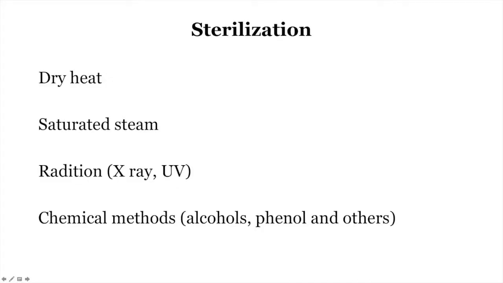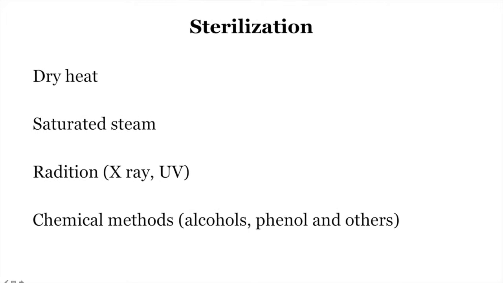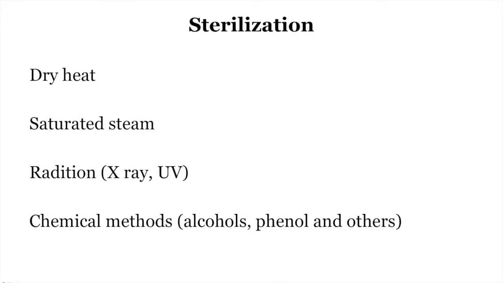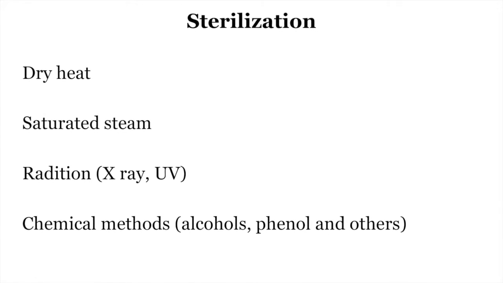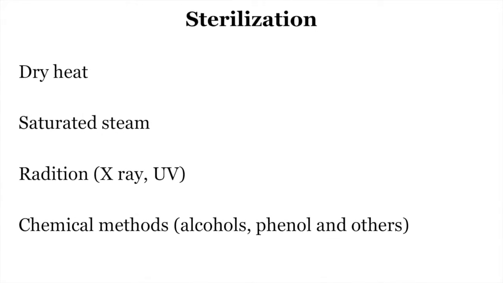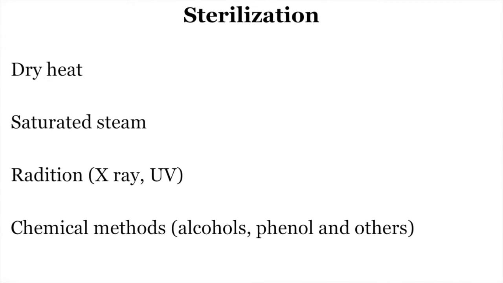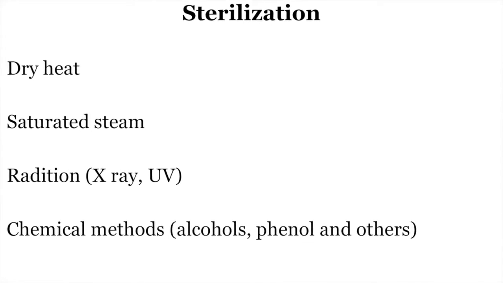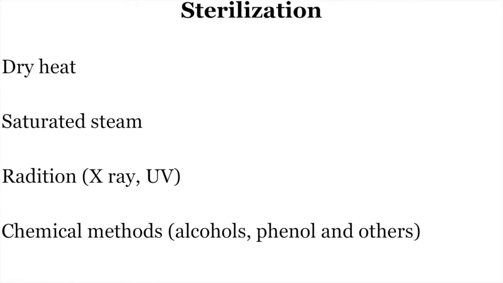In order to ensure that our solution will be free of any type of contamination, we need to sterilize them. Sterilization is defined as the suppression of any kind of living organism in any object or material by using physical or chemical agents. The most common types of sterilization are dry heat sterilization, sterilization by saturated steam, by using radiation like X-ray, UV or others, or by using chemicals like alcohols, phenols, and others.